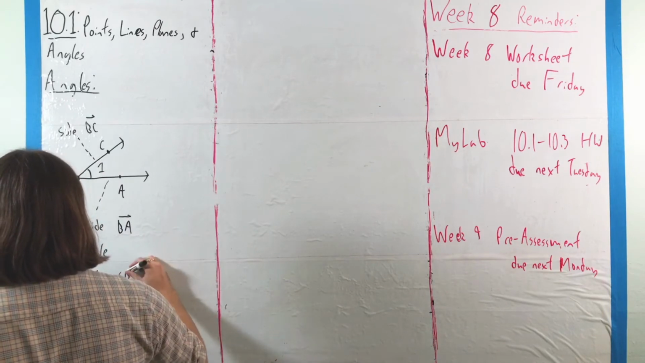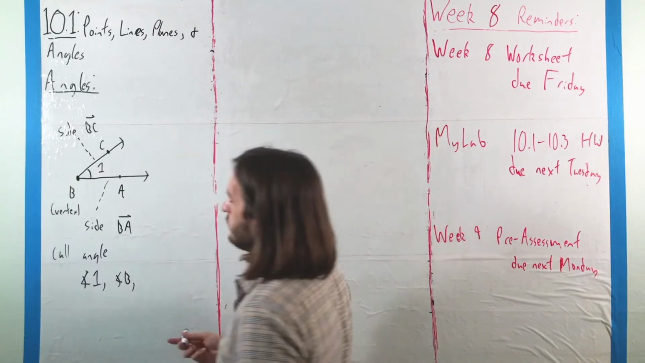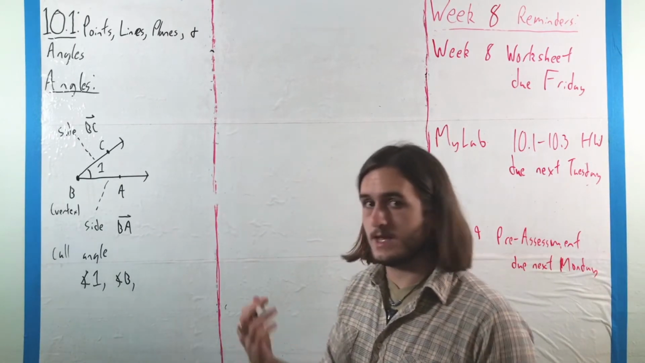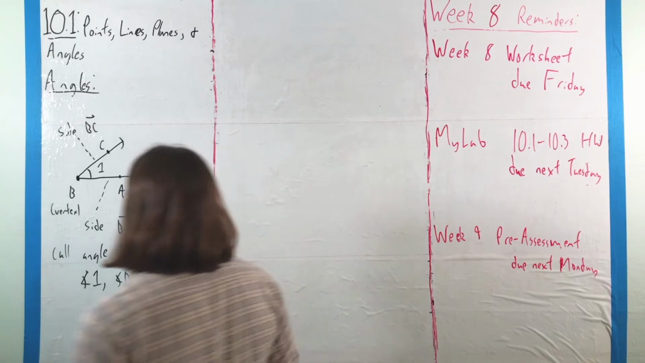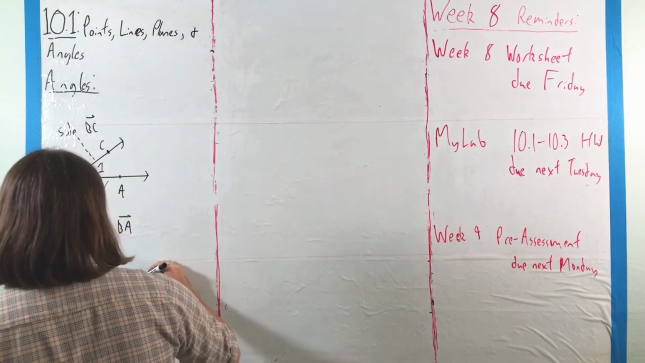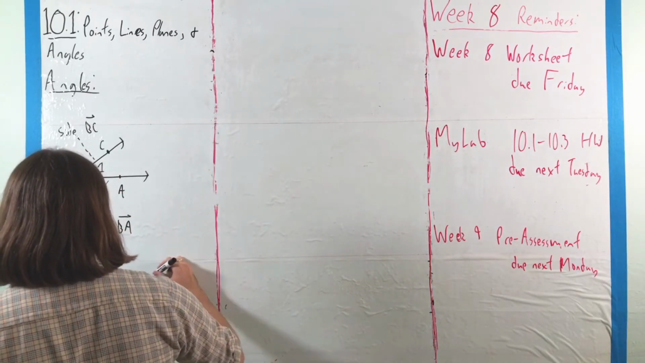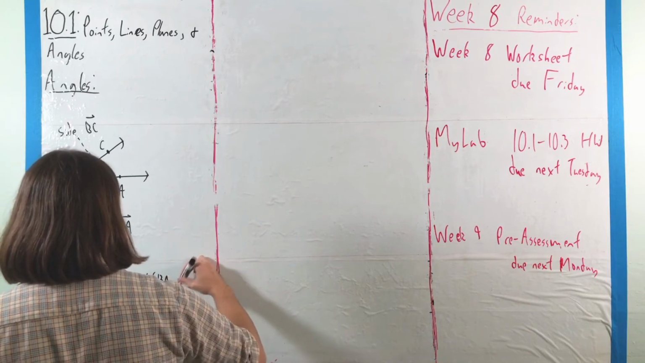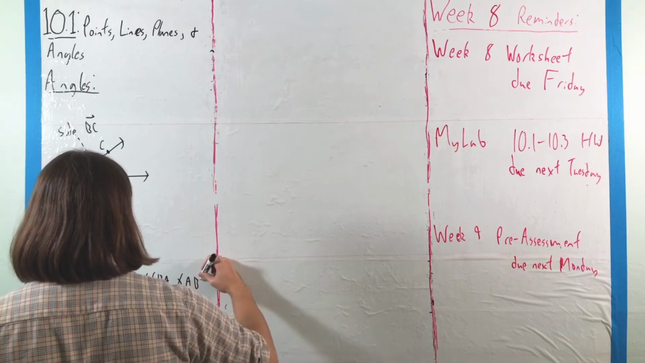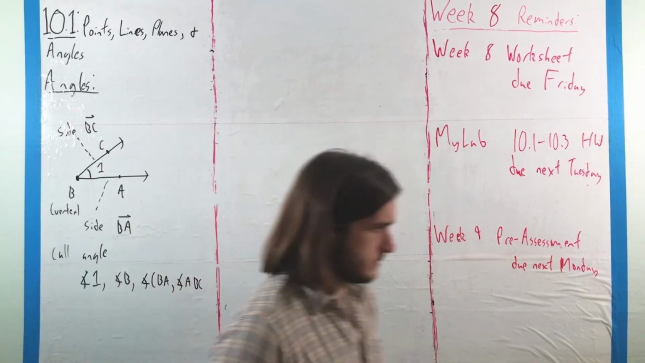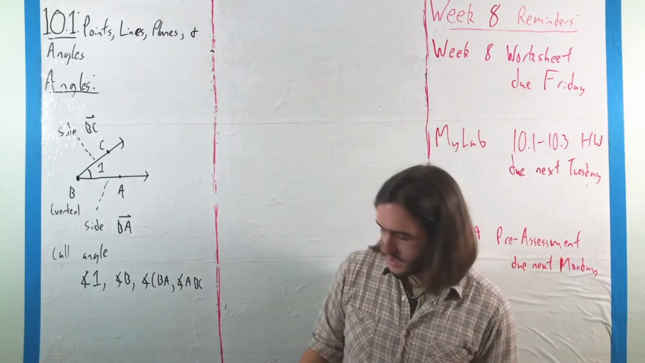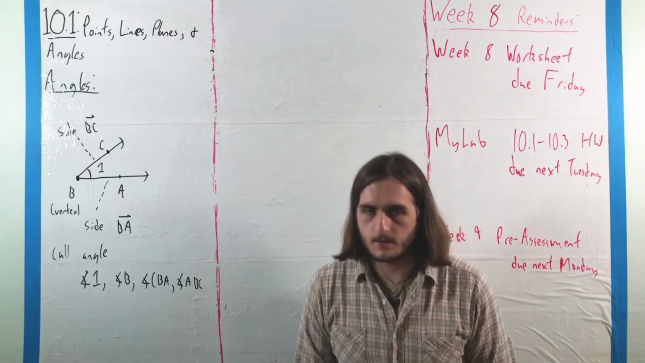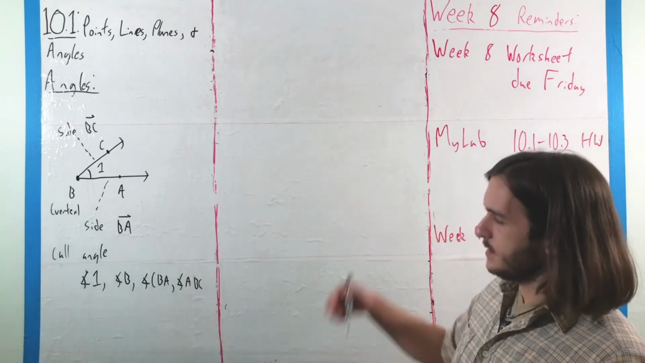So we can denote it in terms of what we called it, or in terms of the vertex, or if we want to, we can be very specific about what's going on with the rays that form it. So we can look at the angle and call it CBA, or if we want, we can call that ABC. There are a bunch of different ways we can talk about this sort of thing.